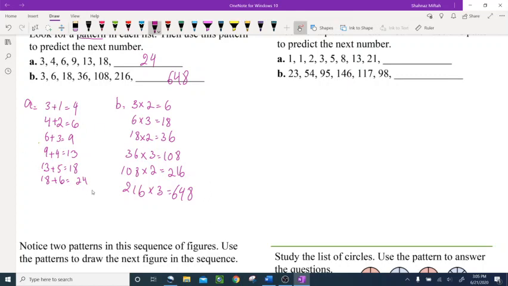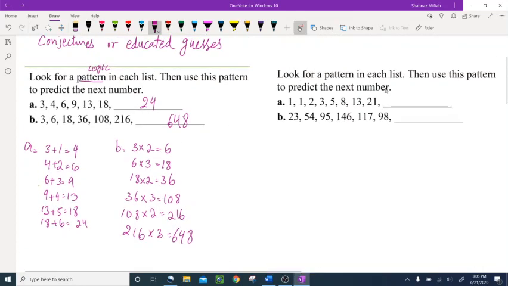So this is something like we use logic: it's increasing slowly, then I said, okay, let's start adding. It's increasing rapidly, so I said, okay, let's multiply. Okay, let's try this one. Look for the pattern in each list, then use this pattern to predict the next number.